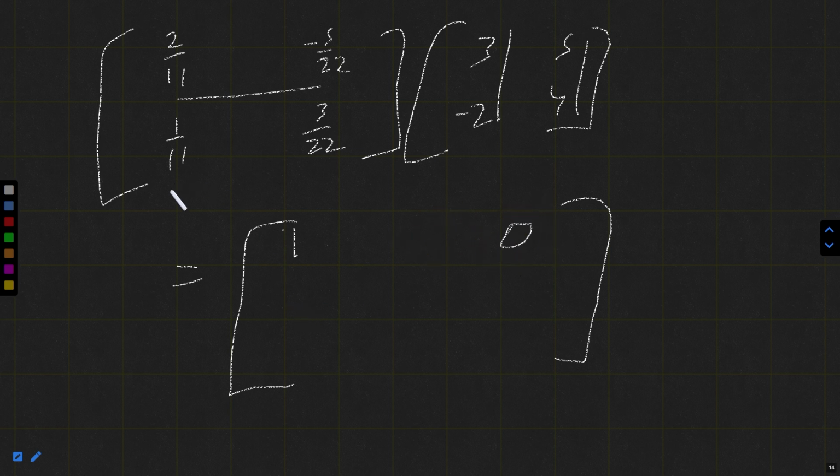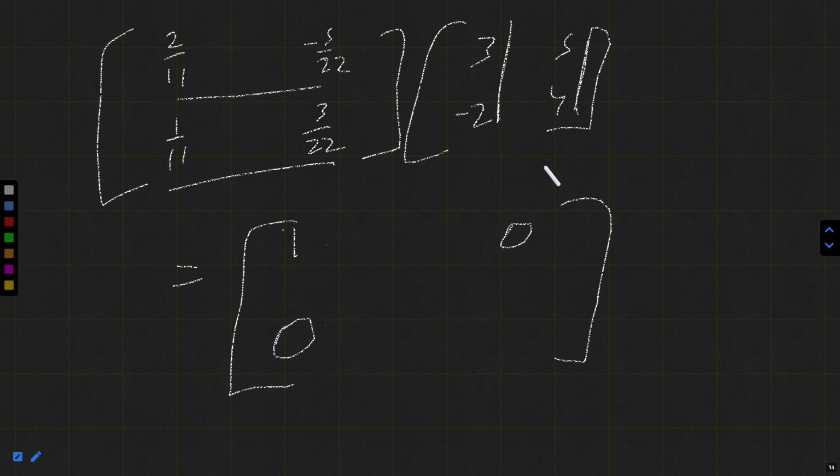Now for this and this, 3 by 11 minus 3 by 22. Multiply with 2. Yes, this will be cancelled. In denominator, you will have 11. So 3 by 11 minus 3 by 11 will get you 0.